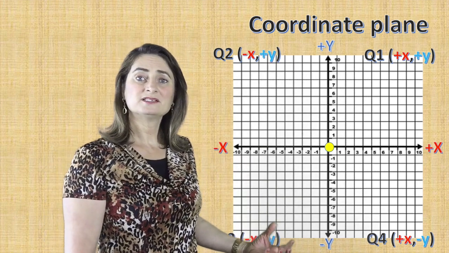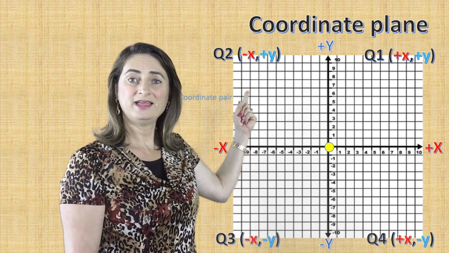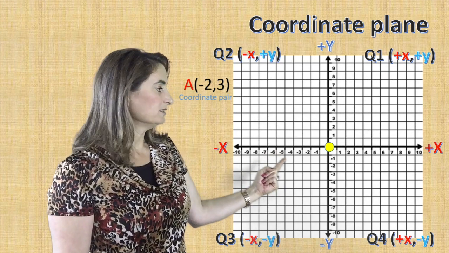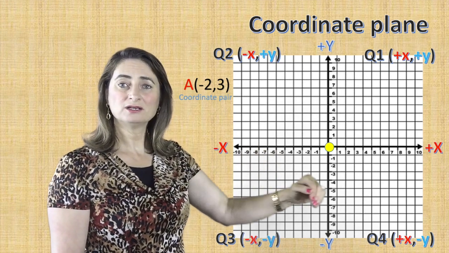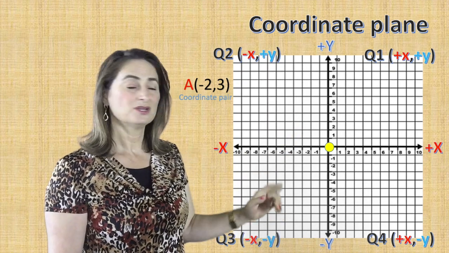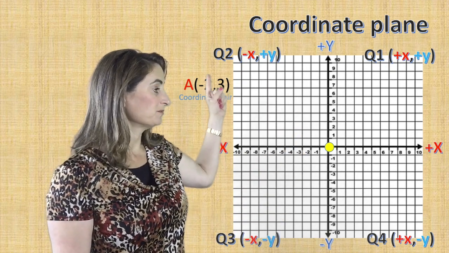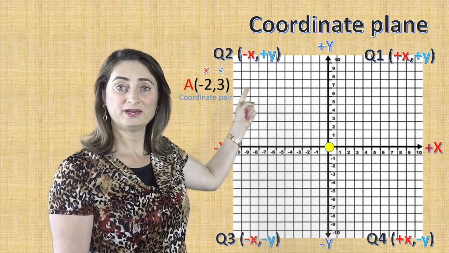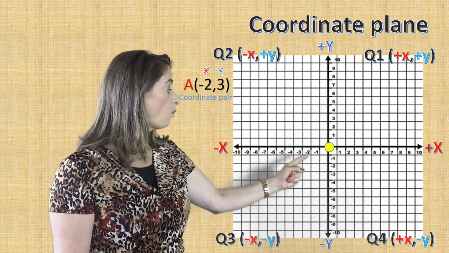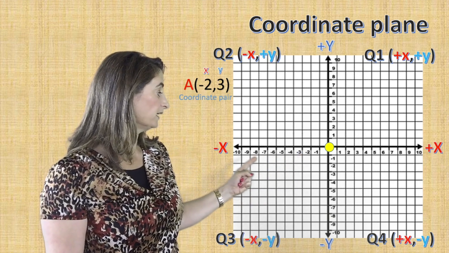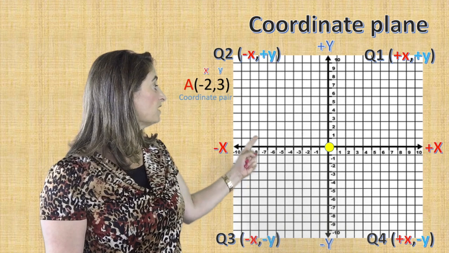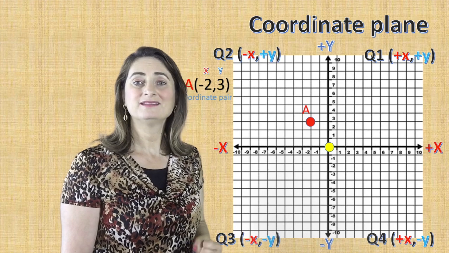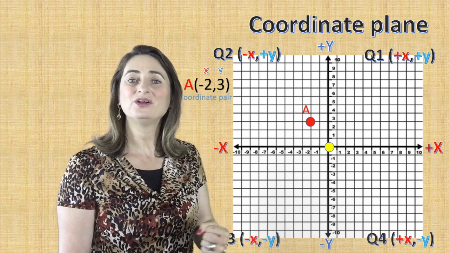Now, let's practice graphing this coordinate pair, A (-2, 3). You always start from the origin, and just like kids, they learn how to walk before they learn how to jump up and down. So start from the origin. The first number is always the x, the second number is always the y in the coordinate pair. So start from the origin, walk on the x-axis to -2, and then jump up to +3. Then put that red dot and name it A. That's how you graph coordinate pairs on a coordinate plane.